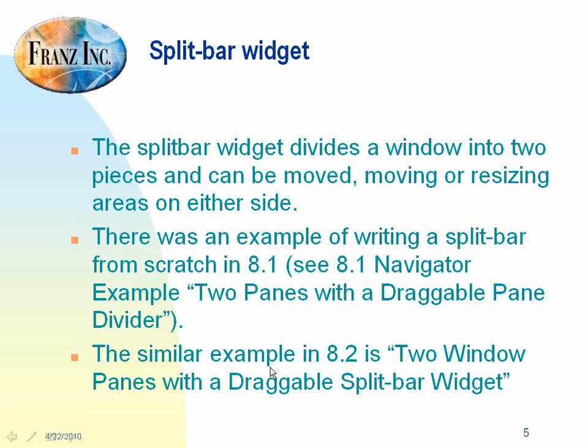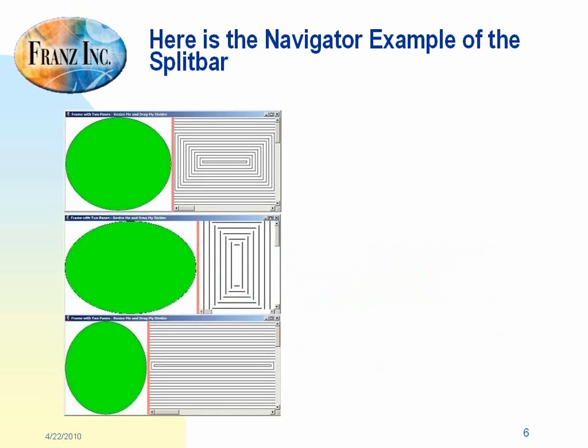In 8.2, it's a much simpler example because the splitbar widget does exactly what the from scratch software did in 8.1. And I'm going to show you this in a minute, but here's the Navigator example. This is exactly what it did.